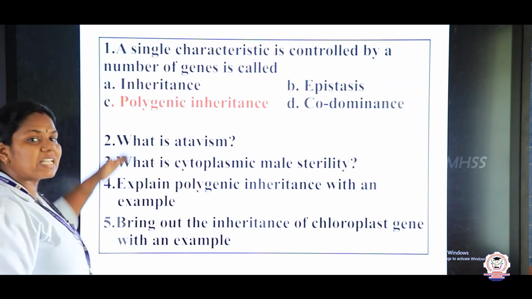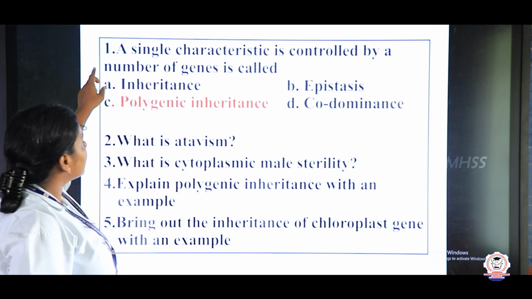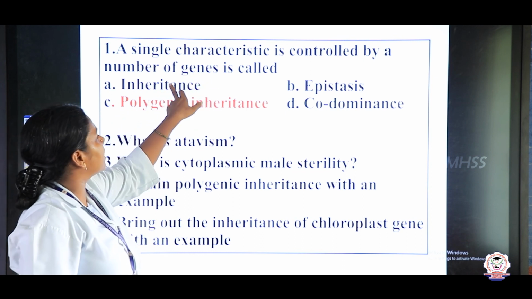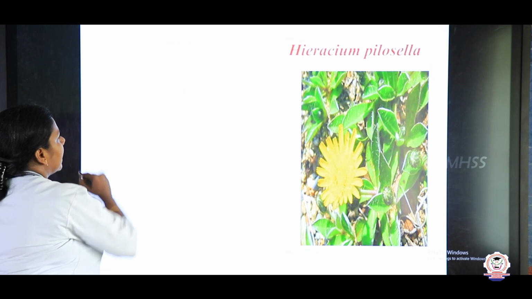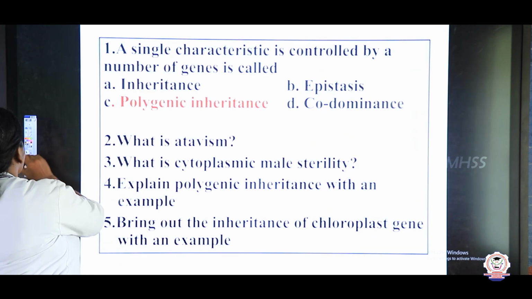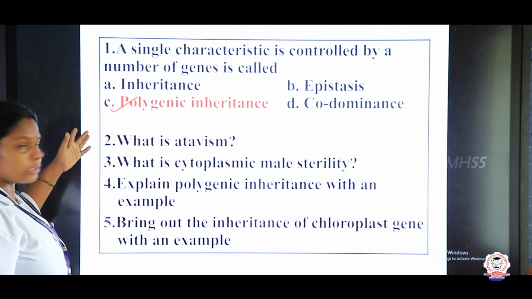So children, this is the assessment regarding this topic. So here the single characteristic controlled by a number of genes. What is the answer? Yes, very good. Polygenic inheritance. Polygenic inheritance.